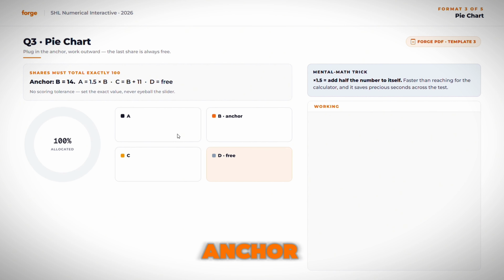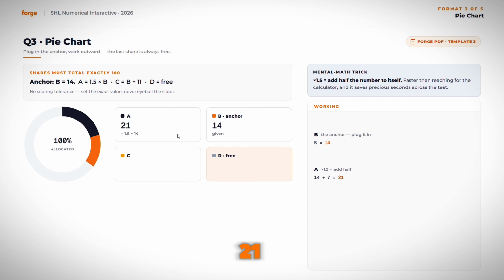So if b is the anchor and it's 14 and a is 1.5 times b, we have a very simple formula there to just multiply 14 times 1.5. A quick trick here is if you're multiplying by 1.5, just add half. So 14 times 1.5 is just 14 plus 14 divided by 2, which is 7. So it's 14 plus 7, which gives you 21. Now C is simply 14 plus 11, you get 25. And the fourth one is free.